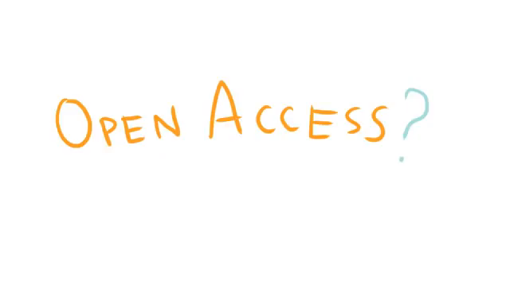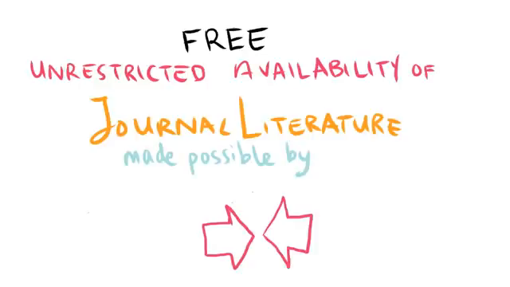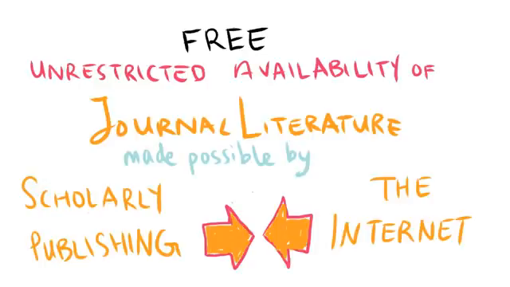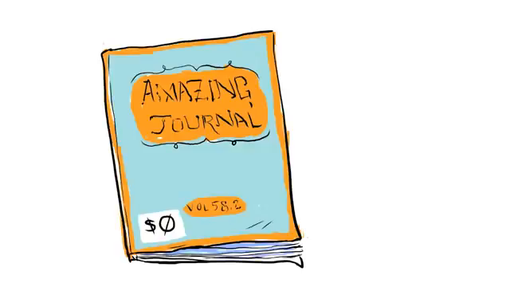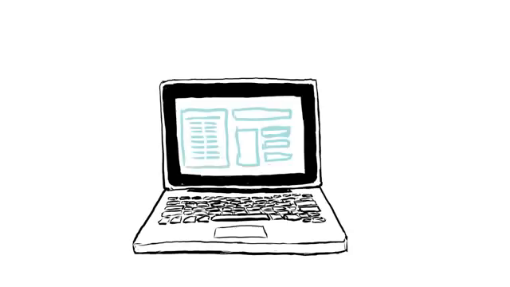So what is open access? Open access refers to a free and unrestricted availability of journal literature made possible by the convergence of traditional scholarly publishing with the technological possibilities of the internet. There are journals where all published material is free to read and use. That's gold open access. Universities are making open databases of preprints of work produced by faculty and students.